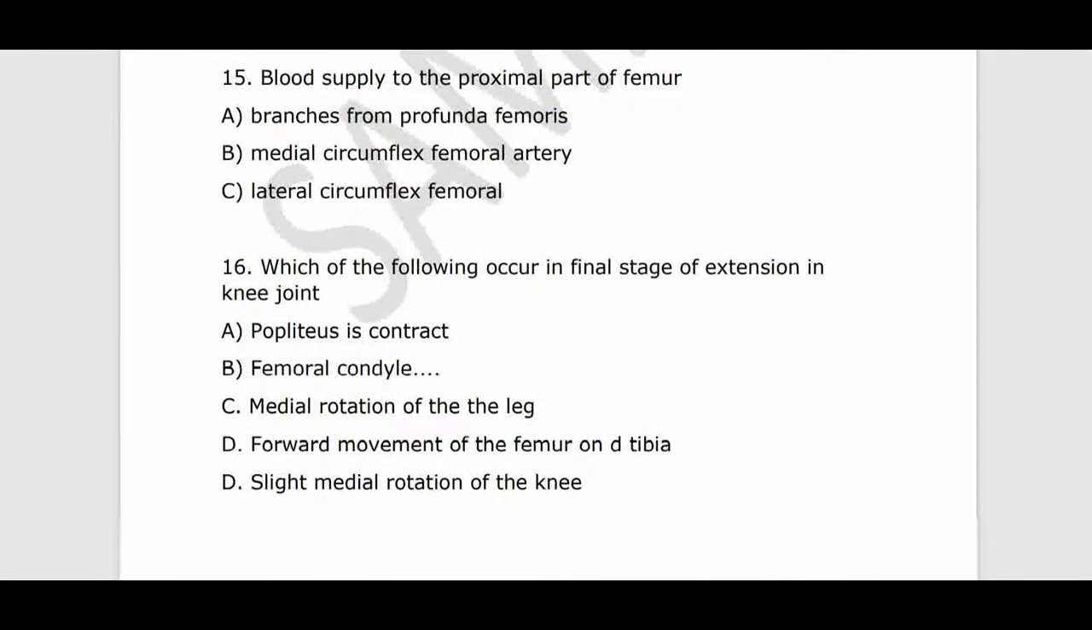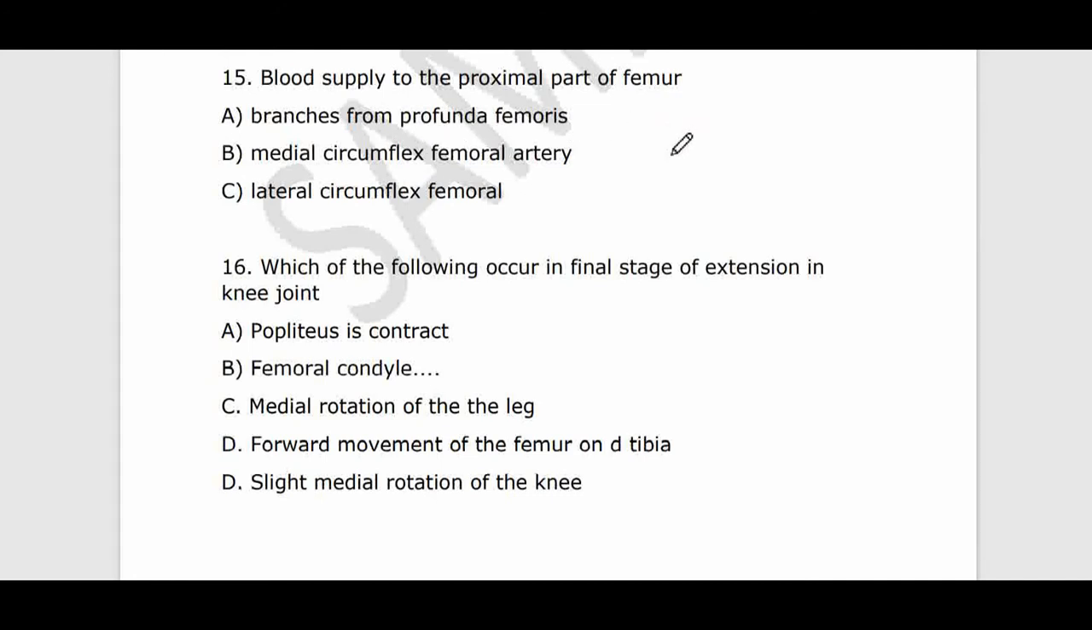Blood supply to the proximal part of the femur. Well, this question is tricky, but at the same time easy, because all the 3 answers available here are correct. The proximal femur is supplied by profunda femoris, yes. Medial circumflex femoral and lateral circumflex femoral will supply your hip joint, and they are all branches of the profunda femoris. Okay, but the more correct answer is the branch from the profunda femoris, which also should give a nutrient artery to the femur.